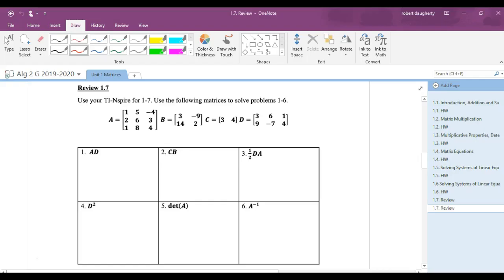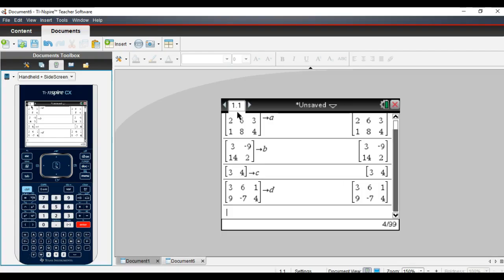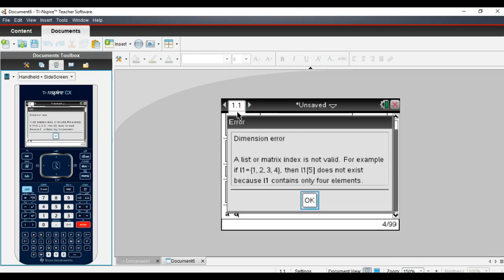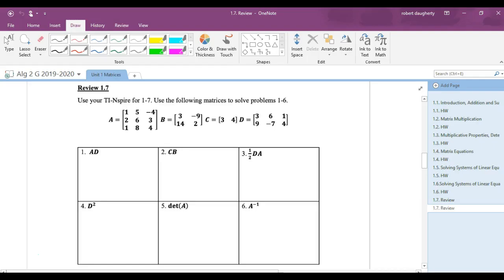What happens when you multiply A and D? If you go to your calculator, it has to be A times D. When I try to do that, I get a dimension error, okay? You might have done that without the calculator, because A is 3 by 3 and D is 2 by 3, so you know that this is undefined. All I really needed to see there was undefined. You could have gotten this without doing the calculation.